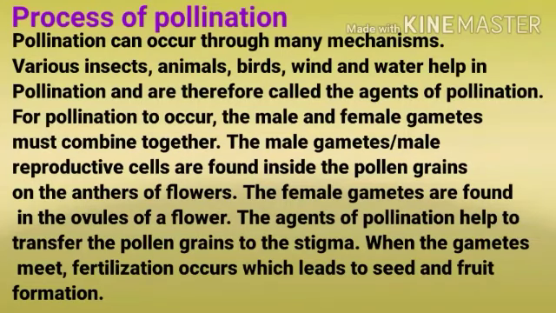The male gametes or male reproductive cells are found inside the pollen grains on the anthers of flowers. The female gametes are found in the ovules of a flower. The agents of pollination help to transfer the pollen grains to the stigma. When the gametes meet, fertilization occurs, which leads to seed and fruit formation.